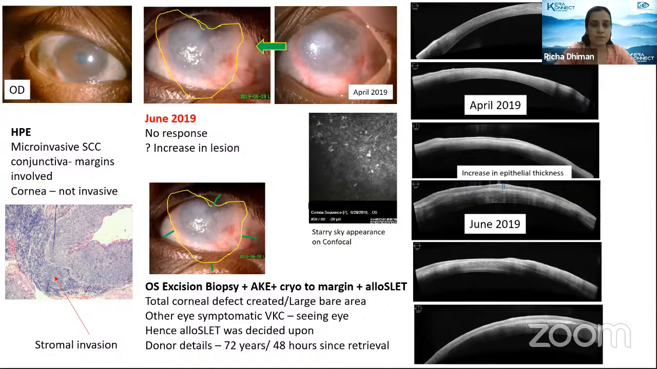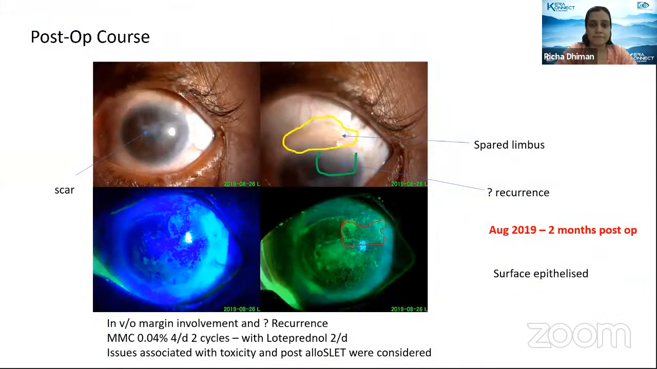At 2 months post-op, the surface epithelialized well with a central scar formation. Although there was a lesion marked in green noticed in the superior quadrant, in view of margin involvement and recurrence, the patient was started on mitomycin C 0.04% 4 times a day. We started mitomycin C because the patient initially did not respond to interferon alpha, and issues associated with toxicity and post-allo-SLET were considered.